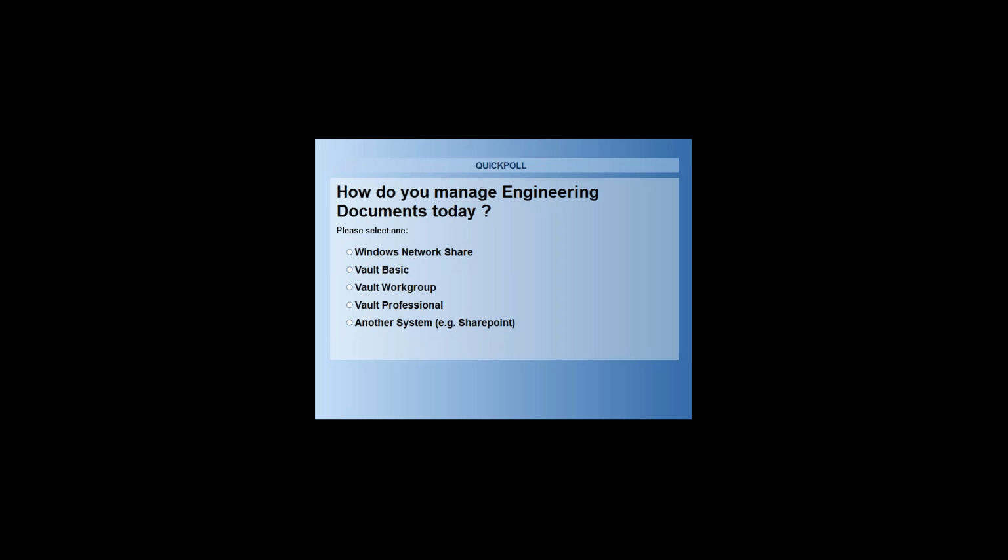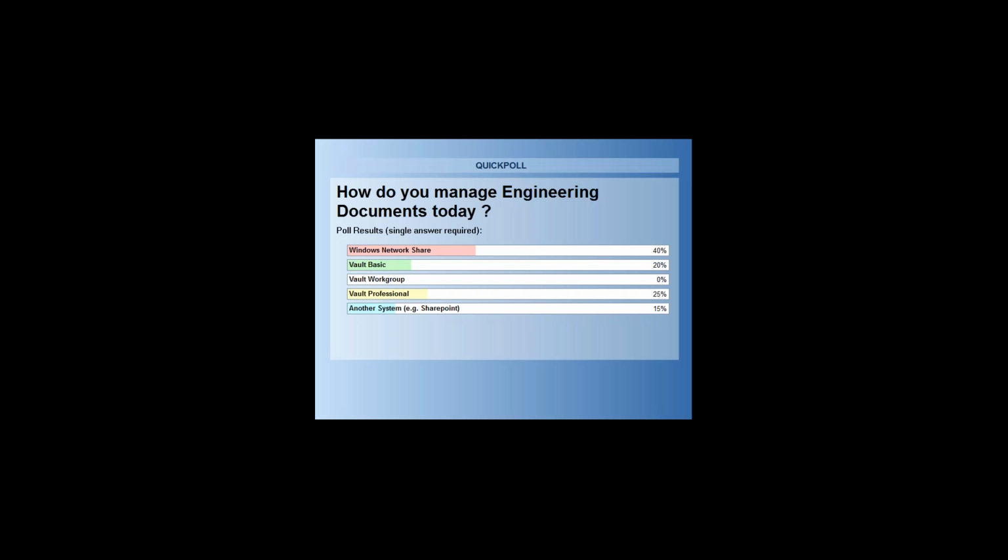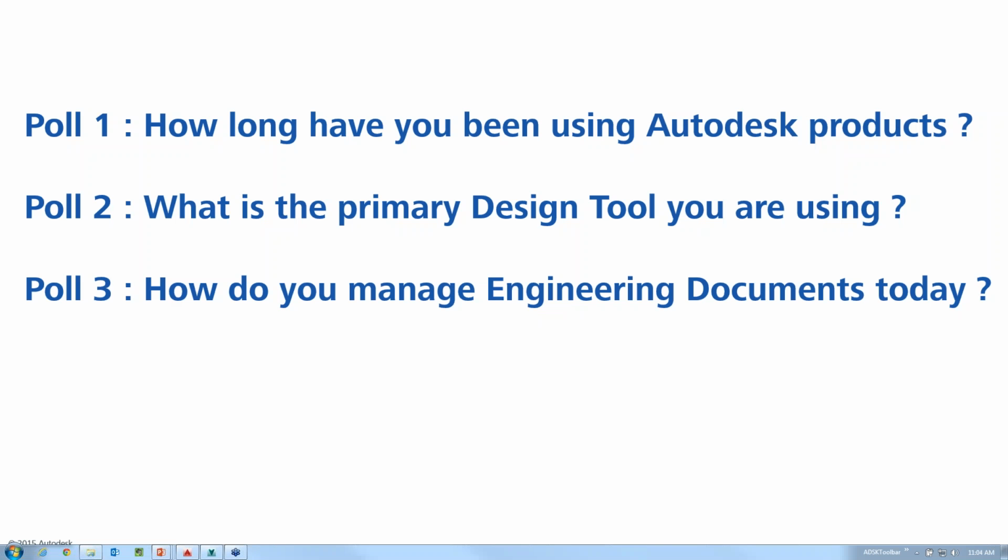Okay, so let's show the results there. So we've got a mixed bunch. As I thought, most of you probably are using Network or Windows to manage files. A few have leveraged Vault Basic, which comes with the design suites, and then ultimately 25% are using our Vault Professional. And then of course, 15% may be using SharePoint or other systems. So really, this session is about the Windows users and the Vault Basic. So anybody on Vault Professional, it's going to be just reiterating what you probably already know, and ultimately there's some new functionality that you can benefit from. So thank you for that.